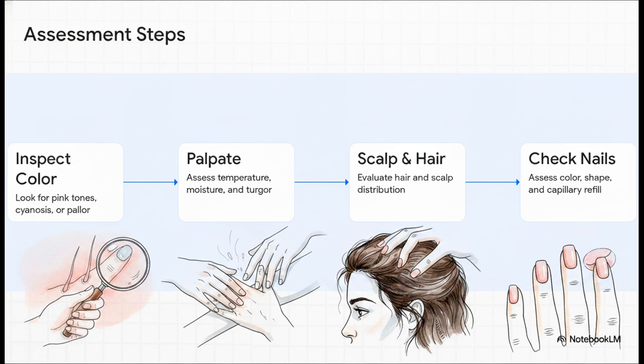Step 1. You start with a visual inspection of overall skin color. You're looking for pink tones, maybe a bluish cyanosis signaling decreased perfusion or extreme pallor. Step 2. You move to tactile palpation. Yes, actually touching the skin to check temperature, moisture, and turgor. Step 3 is evaluating the scalp and hair distribution. And Step 4, wrap it up by checking the nails for color, shape, and capillary refill. Sticking to this sequence ensures you never miss a vital clue.